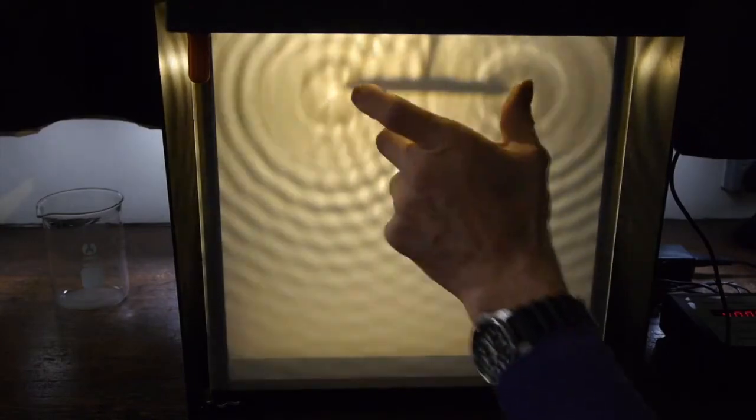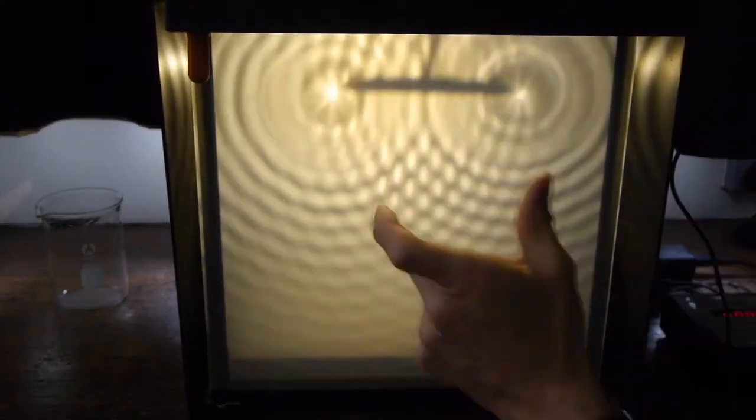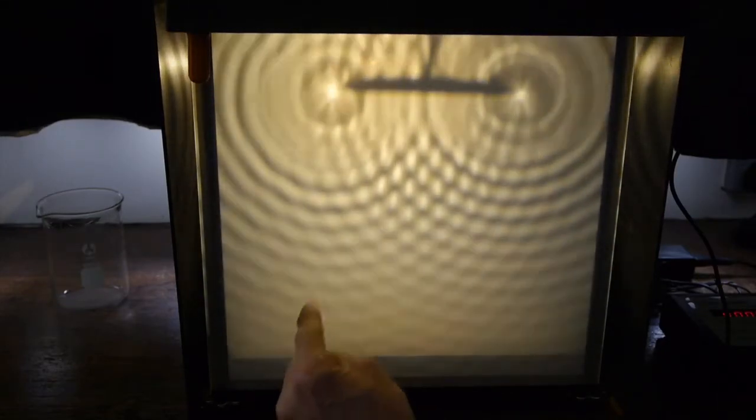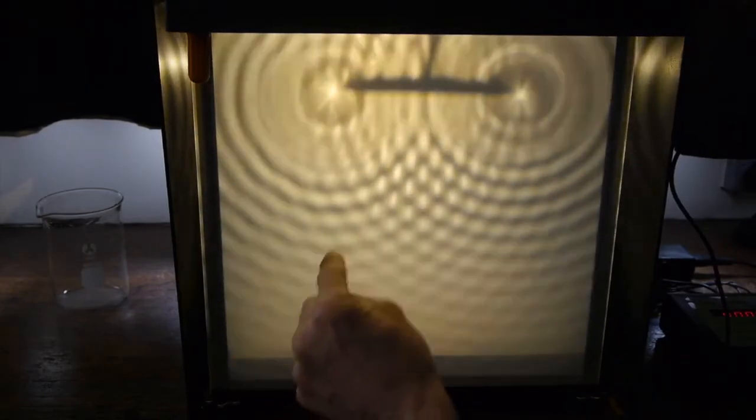But because these two drops are going into the water and out of the water at the same time in phase, we get a fixed interference pattern. It's really rather nice. Now, it's a bit difficult to interpret on camera, but you might be able to see there are places all the way along here where there doesn't seem to be a ripple shape at all.